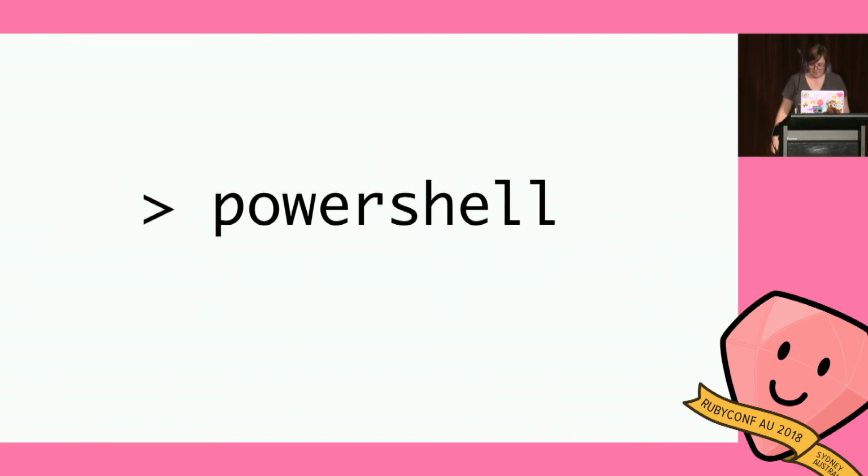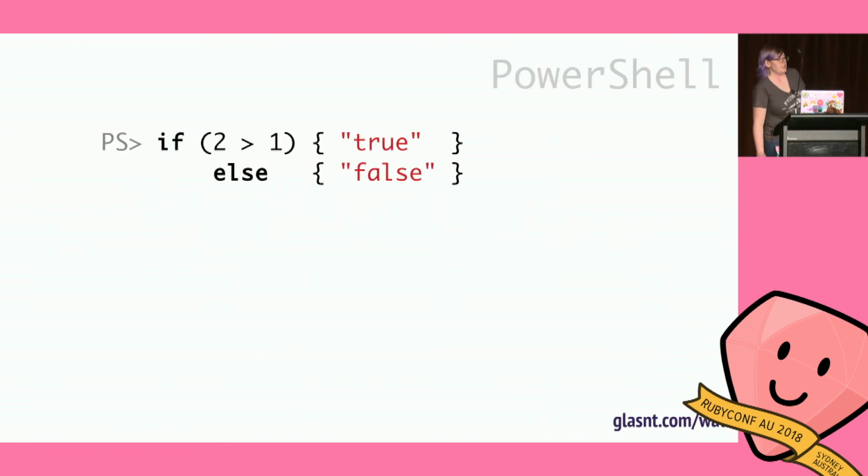Let's talk about PowerShell. In PowerShell, if I want to check if 2 is greater than 1, if it is, print true, else print false. Hands up if you think this will print true. Hands up if you think this will print false. It's true. 2 is greater than 1. There are no trick questions here.